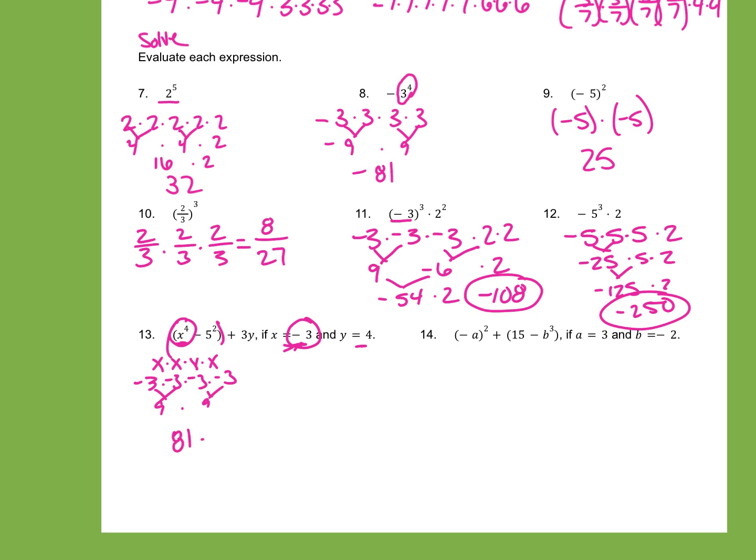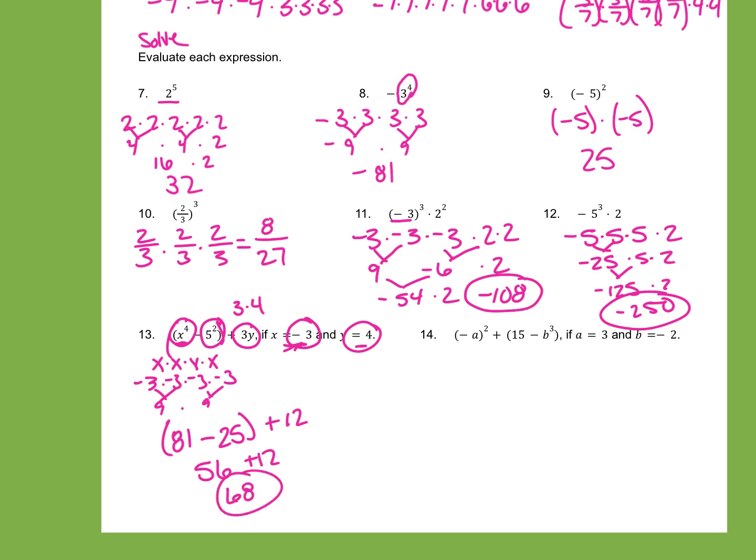We have a minus sign next. And then 5 to the 2nd is 25, because that means 5 times 5. This is still in parentheses. I have a plus 3y. When they're next to each other, that means times. So this means 3 times y, but y is 4, so it means 3 times 4, and that's going to be 12. So then we're going to do our 81 minus 25, and that is going to give us 56. And then we still have that plus 12. And then 56 plus 12, we get 68 for our final answer.